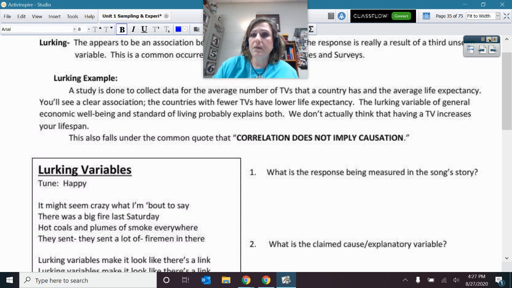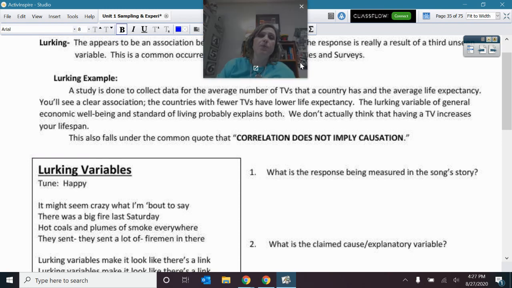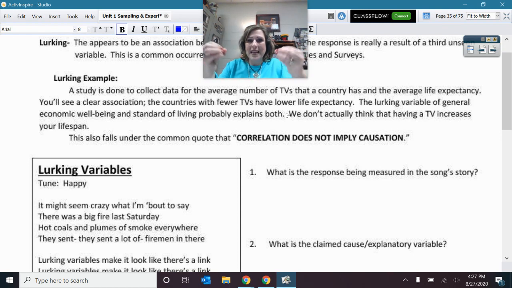Okay. So look here. The lurking variable is just that general economic well-being and standard of living. Okay, that probably explains both. Higher standard of living is going to cause people to have more TVs. The higher standard of living is going to cause people to live longer, better health care, all those kinds of things. So you have something else that is tying those two together, making it look like they are related when they are not. Okay? We don't actually think that having a TV increases your lifespan.